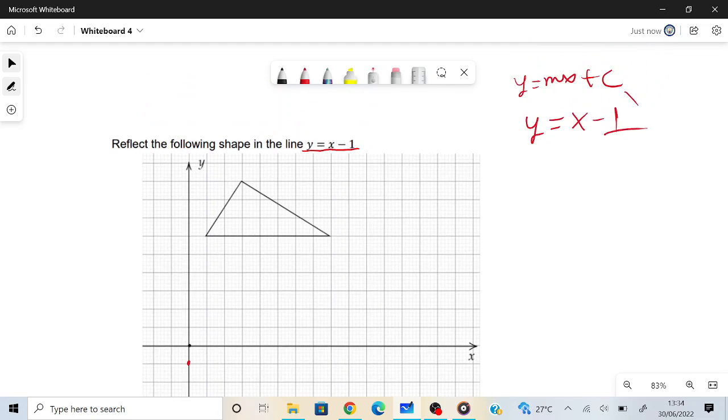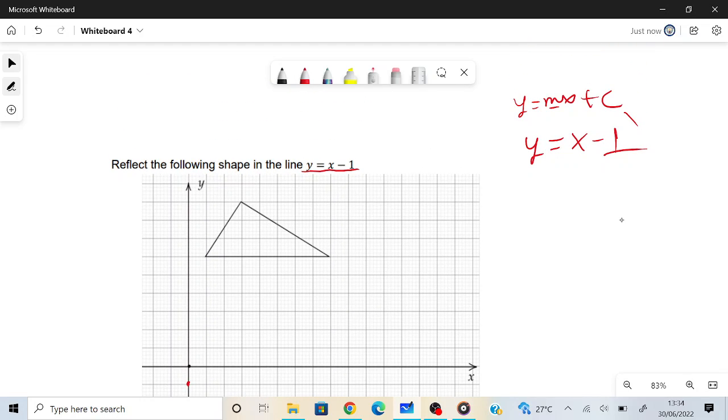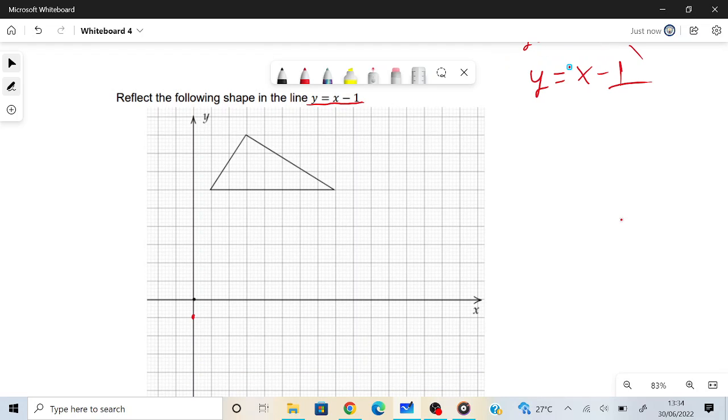And your m is simply the gradient. That's basically the coefficient of x, which in this case is 1. Since there's nothing in front, we know that represents 1. So the gradient is 1 at all times. So we know that it will now go somewhere here. So basically, before I start attempting the question, you need to make sure that you know where your reflection mirror is, your reflection line is, and that's what we're trying to get over here.